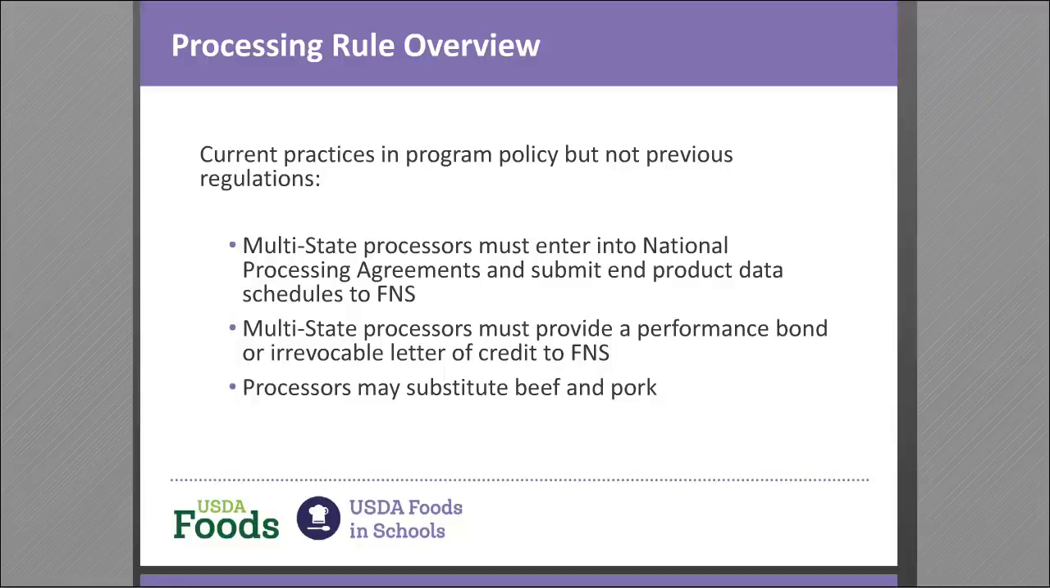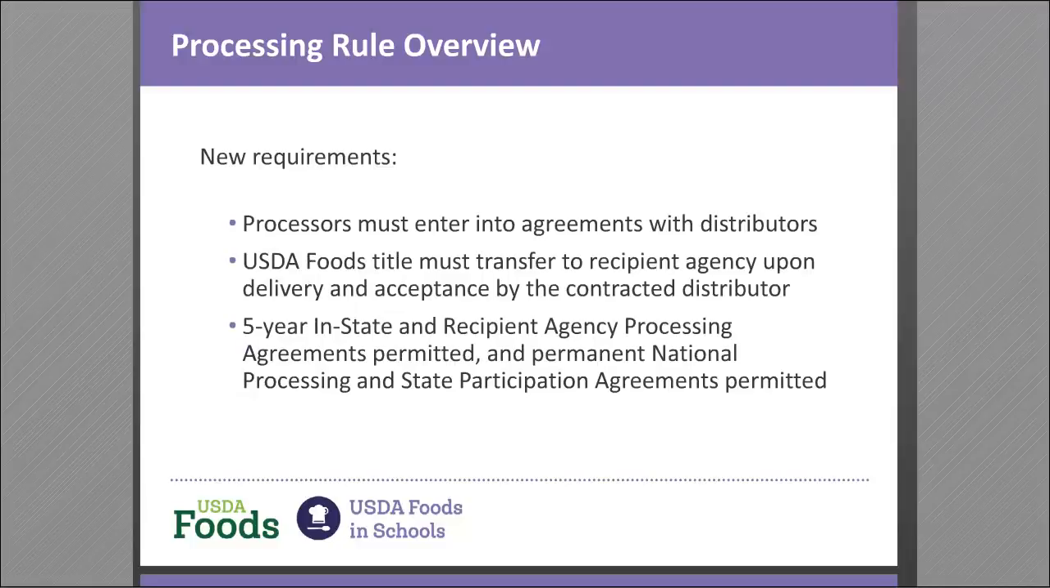include all multi-state processors. Second, the rule codifies that multi-state processors must provide a performance bond or irrevocable letter of credit to FNS. These requirements have been in place since 2005. Third, the rule codifies that processors may substitute beef and pork. FNS established this flexibility through a demonstration project starting in 1999, and the flexibilities were formalized in policy in 2013. Those updates should be familiar to everyone already, but let's talk about what's new.